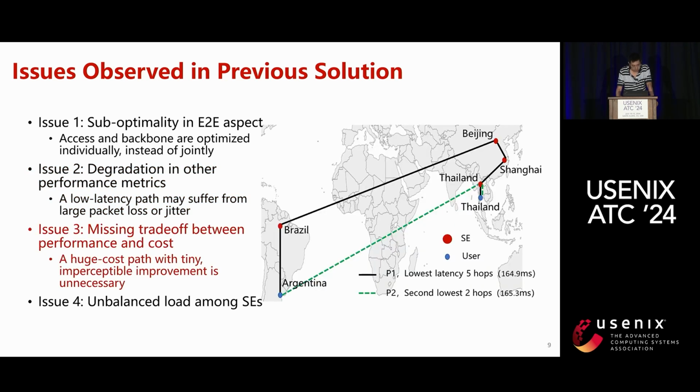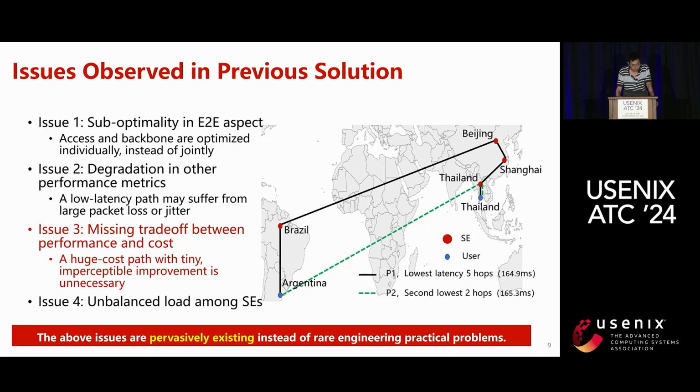And third, it will miss the trade-off between performance and cost. Sometimes a huge cost path with a tiny, even imperceptible improvement is unnecessary. In this example, from Argentina to Thailand, the lowest latency path has 5 hops, leading to large cost. But we can choose a slightly slower path with similar latency, but only 2 hops. There are also issues like balancing load among SEs and so on.